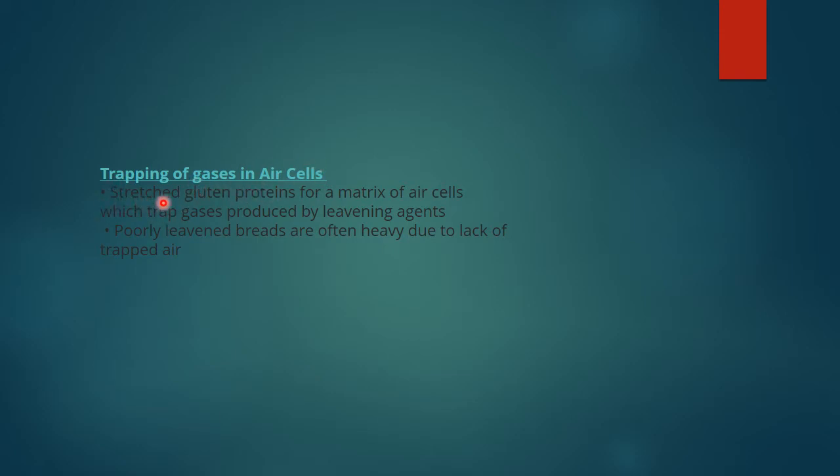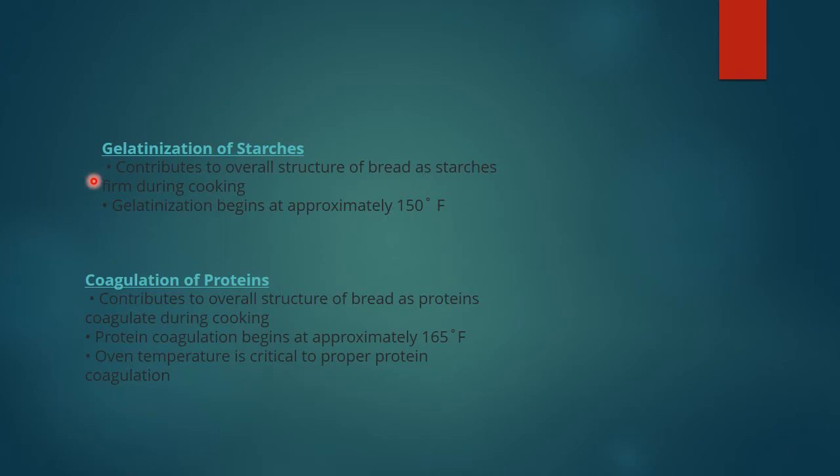In this, stretched gluten proteins form a matrix of air cells which trap gases produced by leavening agents, and poorly leavened breads are often heavy due to lack of trapped air. Gelatinization of starches contributes to overall structure, as starches gel during cooking. Gelatinization begins at approximately 150 degrees Fahrenheit.